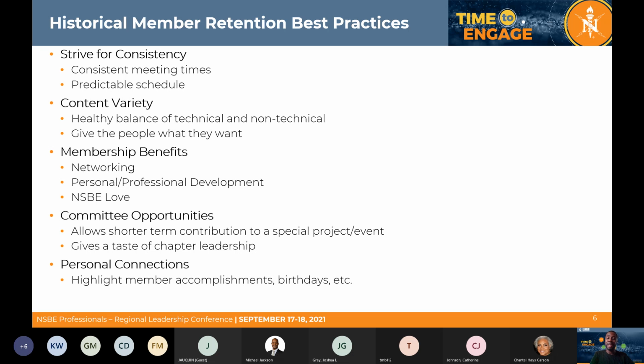When you joined NSBE, there was something that attracted you. So try to find out what that thing is for the other person and see if you can play to that strength. If somebody's more interested in the technical events, and they're not as concerned about the social aspect, then focus more on inviting them to the general body meetings where the technical content is covered, or vice versa. If the person's looking to just get out and do something fun, invite them to the social events. So try to find that thing where they see the value proposition and focus your efforts on that area.